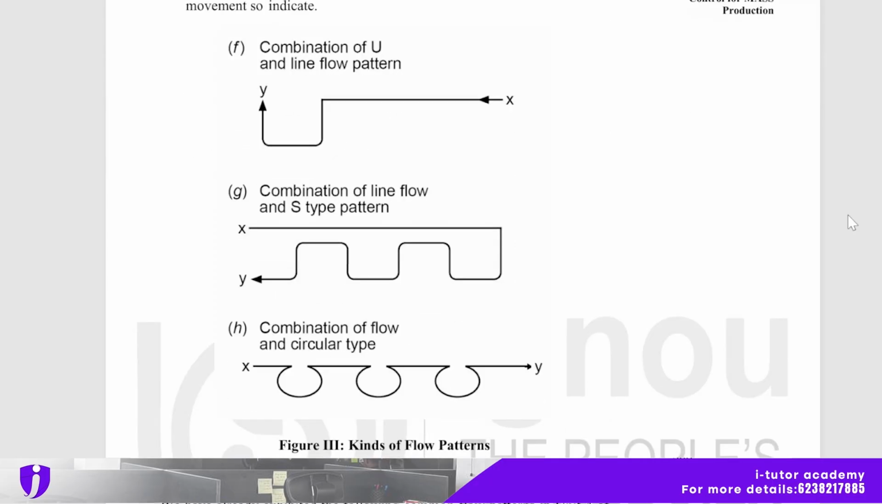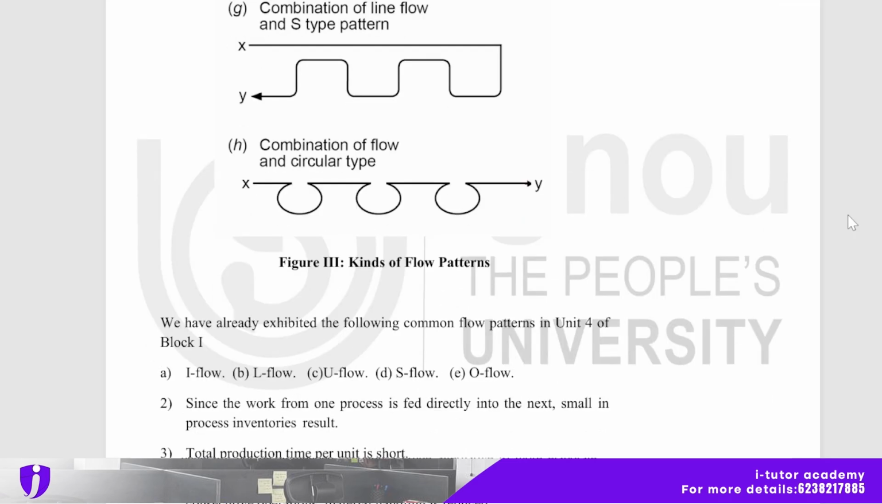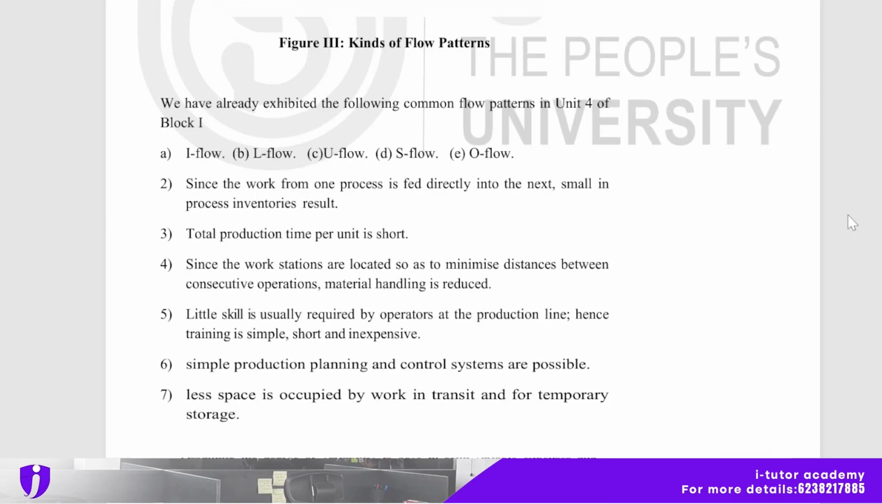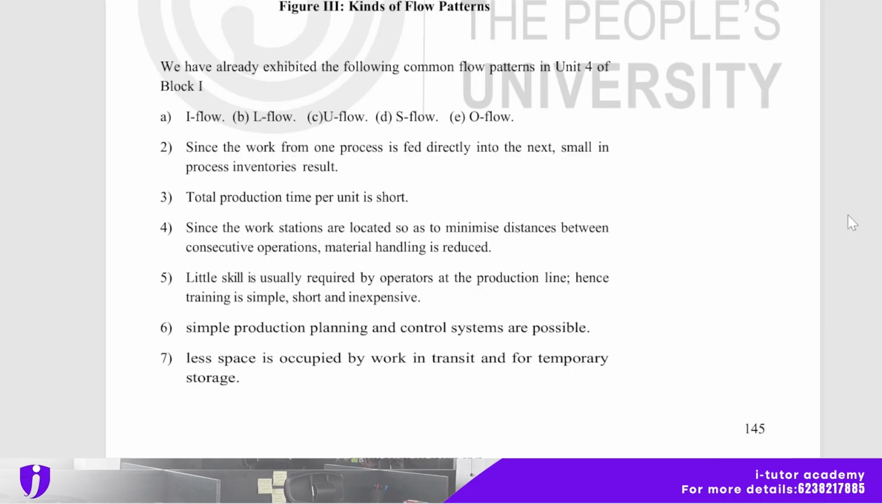So this is the kind of flow patterns. Okay, a combination of U and line flow pattern, a combination of line flow and S type pattern, and a combination of line flow and circular type. We have already exhibited the following common flow patterns in Unit 4 of Block 1. So here is I flow, L flow, U flow, S flow, and O flow.